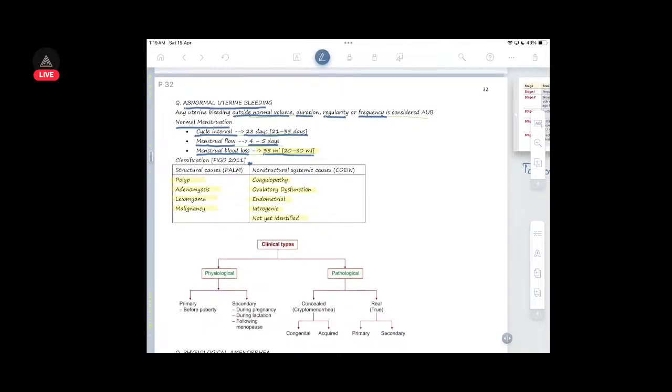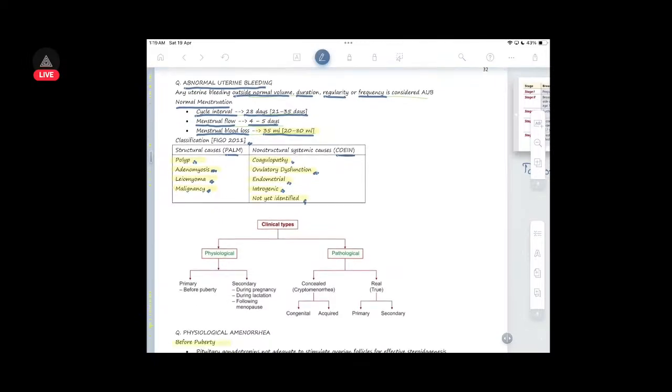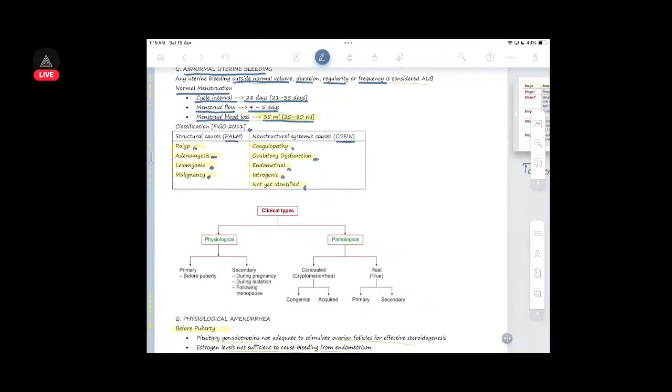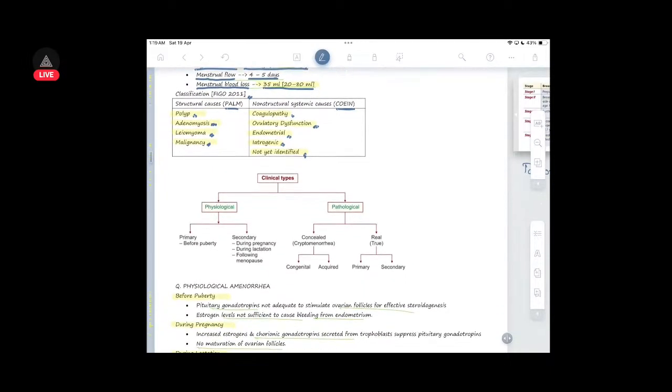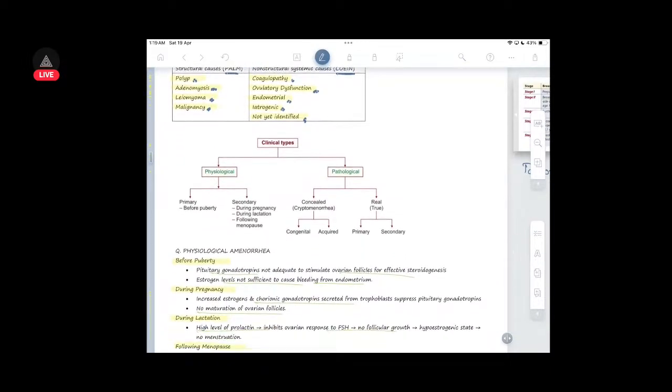So classification of abnormal uterine bleeding, you have PALM-COEIN. So structural causes: polyp, adenomyosis, leiomyoma and malignancy. And COEIN: coagulopathy, ovulatory dysfunction, endometrial, iatrogenic and not yet identified. Iatrogenic is doctor-caused in English.